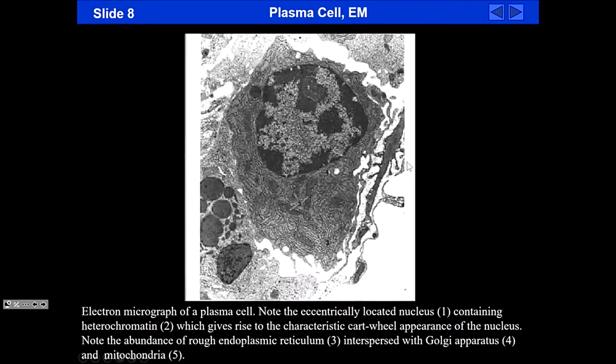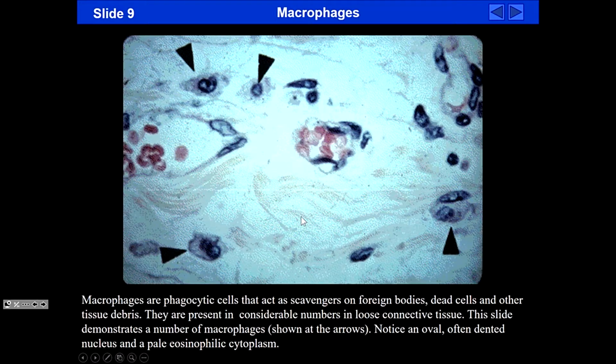And of course, the plasma cell, when we see an electron micrograph of it, we can see an abundance of rough endoplasmic reticulum, and of course we have to have an abundance of rough endoplasmic reticulum in plasma cells because they are making immunoglobulins, antibodies, as part of an immune response. And again, this nucleus is eccentric, it's off-center, and if you use your imagination, you can see the cartwheel arrangement of the heterochromatin. Any questions on this one? We'll revisit plasma cells when we do the components of the blood.